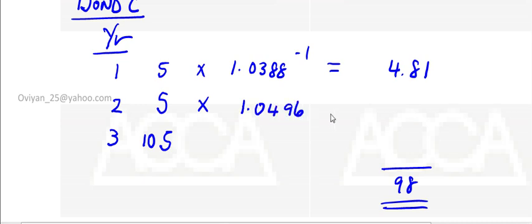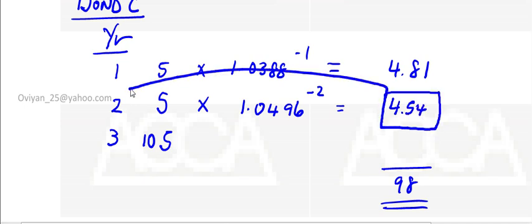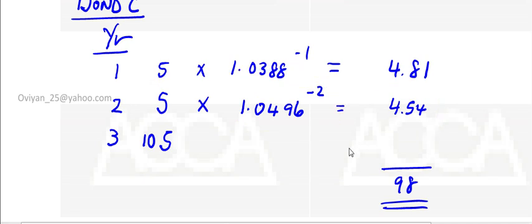Second year yield is 1.0496 to the power of negative 2. And this is going to be a figure of 4.54. So I'll pay 4.54 to get this figure in 2 years time, getting a return per annum of 4.96%. So how much is this one going to be? This is the missing figure which you have to find, and it's going to be how much?